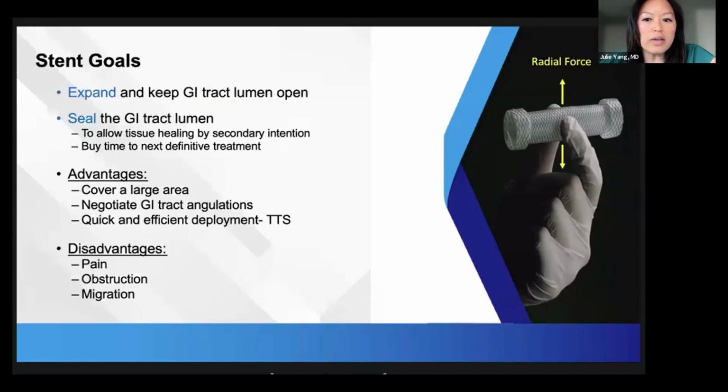The advantages are that stents cover a large area. They can negotiate through angulated GI tracts, and they're quick and efficient in deployment, particularly the TTS, which is what we're talking about today. But there are some disadvantages, because obviously nothing in life is perfect. You've got pain, obstruction, but really the Achilles heel of stenting is migration, which we will hopefully cover some options for today.